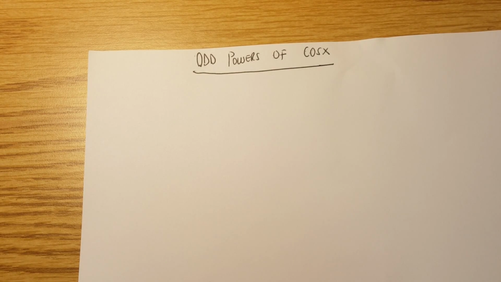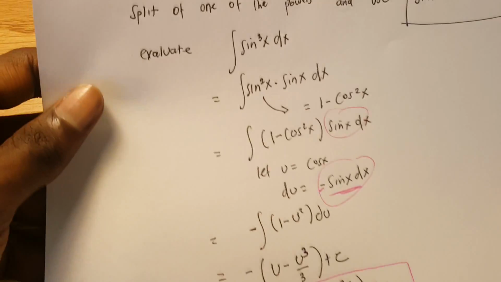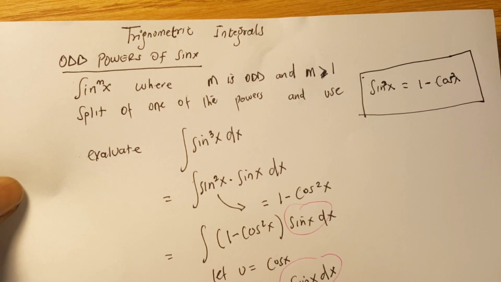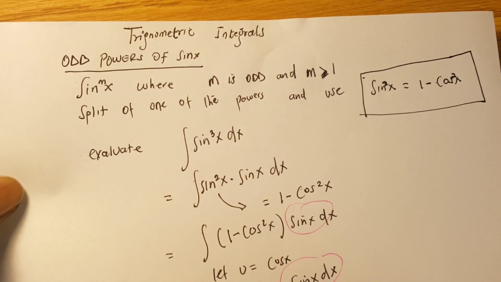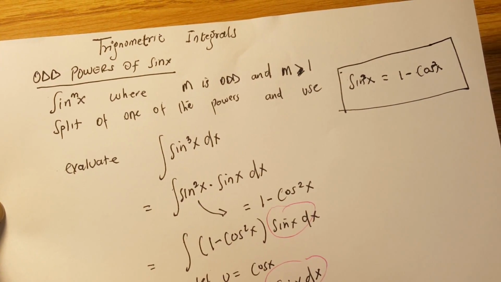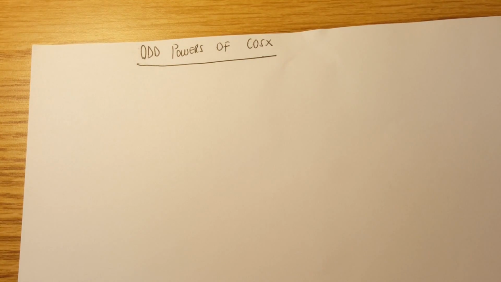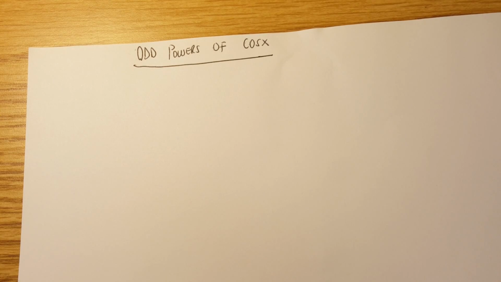Welcome back guys. In our previous video, we looked at how to integrate odd powers of sine. Anytime that we see any sine raised to an odd power where that odd power is greater than 1, this is how we're supposed to do it. In this video, we are also going to look at odd powers of cosine. Anytime that we see a cosine which has an odd power, that's how you're going to do it.